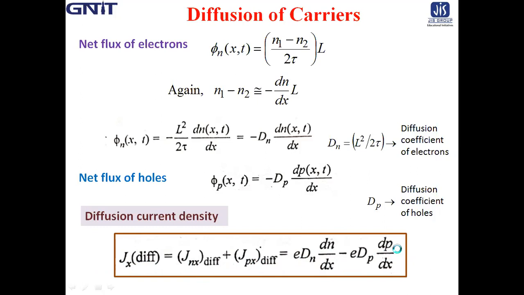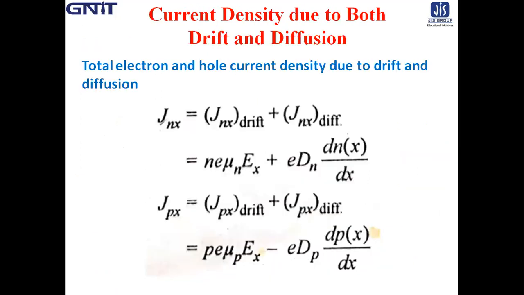So now we want to calculate the net current due to both drift and diffusion. In many semiconductors, the electrons and holes move by both drift and diffusion in the presence of both the electric field and carrier concentration gradient. Thus, the total electron and hole current density due to drift and diffusion is given by the following expression.